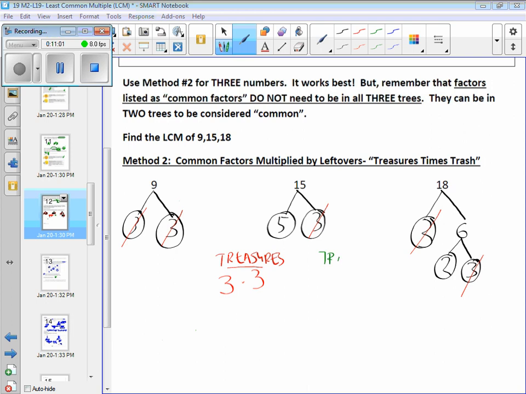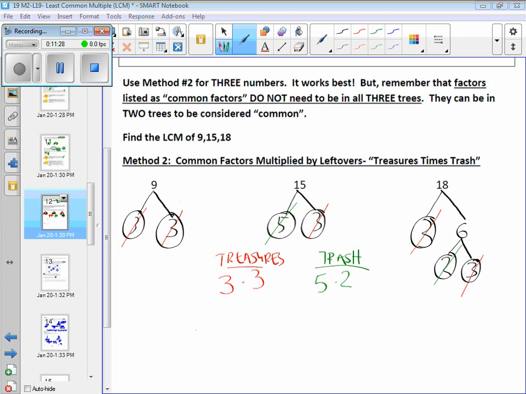Everything that's left, that's circled but not crossed out, is my trash. Anything here? Nope, because they're already crossed out. Anything here? 5's a trash number. List it. Now I can get rid of it. What's left here? A 2. That's a trash number. Okay?